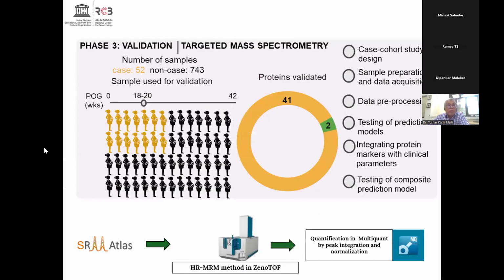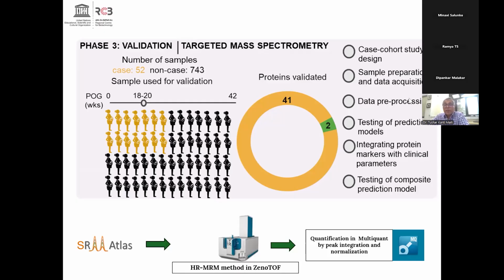So next, we have taken 733 non-case samples and 52 case samples. It is a case cohort design, whereas earlier it was a case control design. Here the 732 samples represent the non-case, which carries all other kinds of comorbidities associated with it, and 52 samples represent spontaneous preterm birth. This case cohort design represents more or less the realistic features we generally see in the clinic.